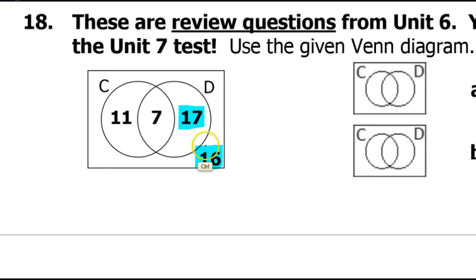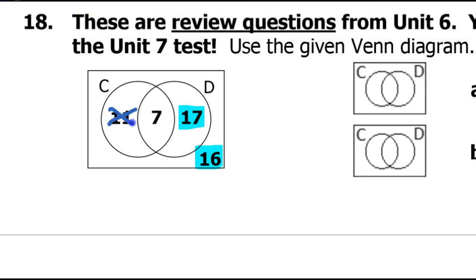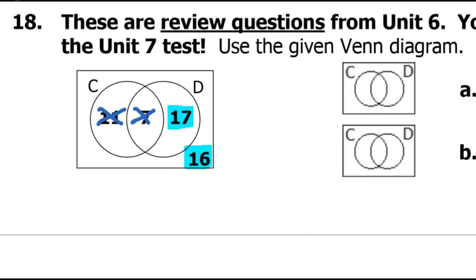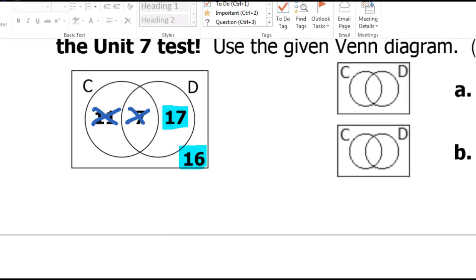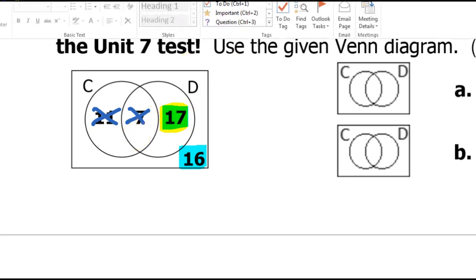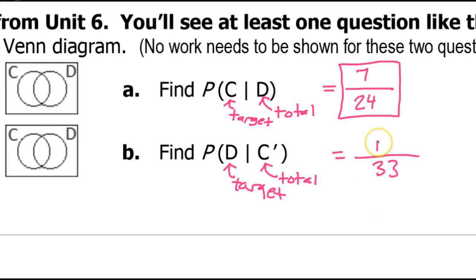Whenever you have a new total because of the given, you should throw out everything else so you will not be tempted to use it. This is the new total, everything else is gone. So now when I look for the target, D, I'm going to realize that the only D number that is left is this 17. So that's the target. So that's the numerator. That's why the probability will be 17 out of 33.